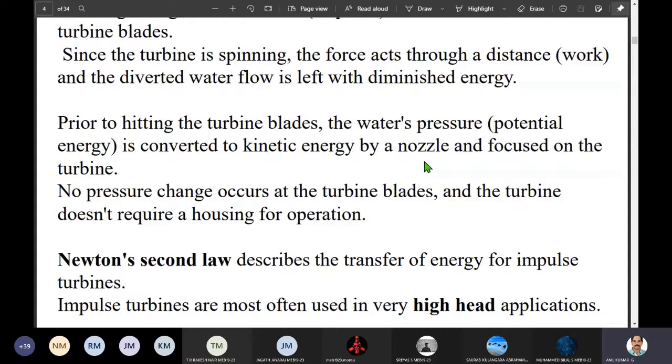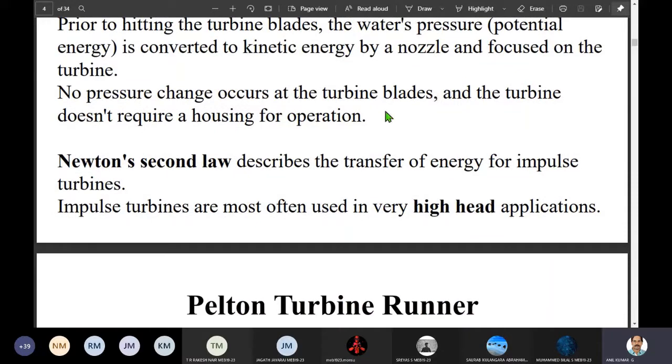That's why we say free liquid jet. Okay, and no pressure change occurs at the turbine blades. That is a very important point. And the turbine doesn't require a housing for the operation. See this idea, in the impulse type of turbine, since no pressure changes take place during the operation, and it is atmospheric pressure only, air has access inside also, and the turbine doesn't run full. It's not a pressurized flow, it is only atmospheric flow operation that takes place at atmospheric pressure.